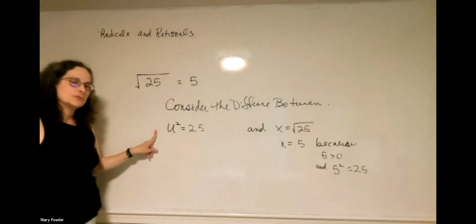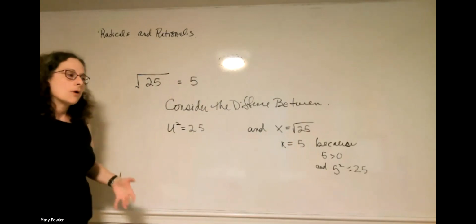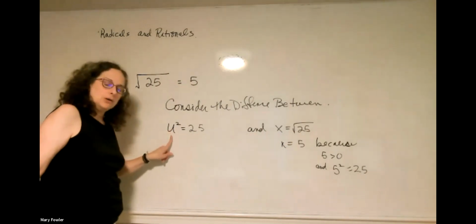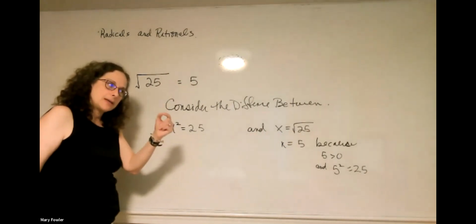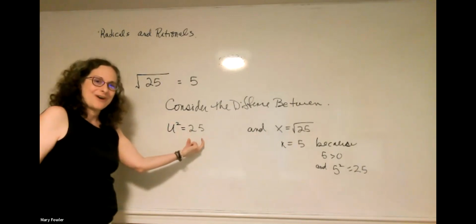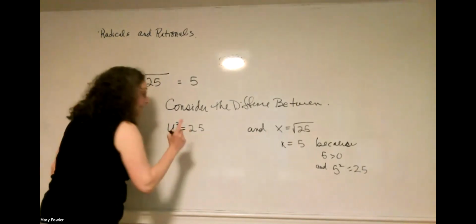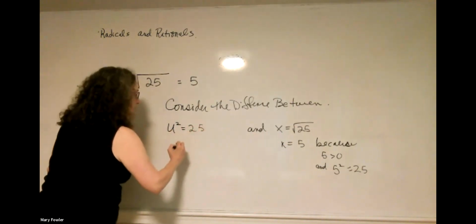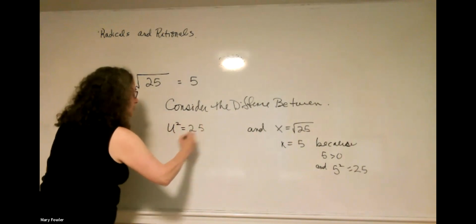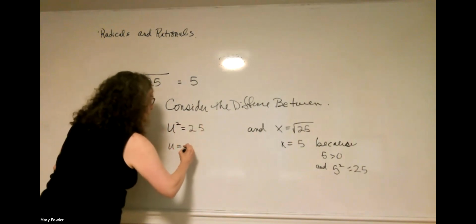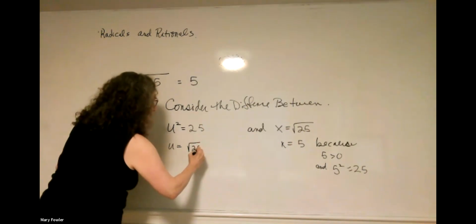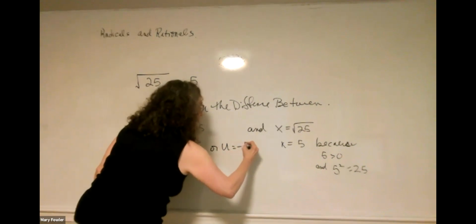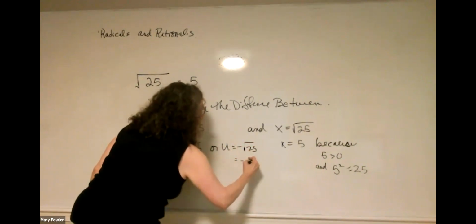If we're asked to solve this equation, it's more open. We're asked for all values of u so that when I multiply it by itself, I end up with 25. So there are actually two, 5 and negative 5, right? If u squared equals 25, then u equals the square root of 25, which we know is 5, or u can equal minus the square root of 25, which is minus 5.